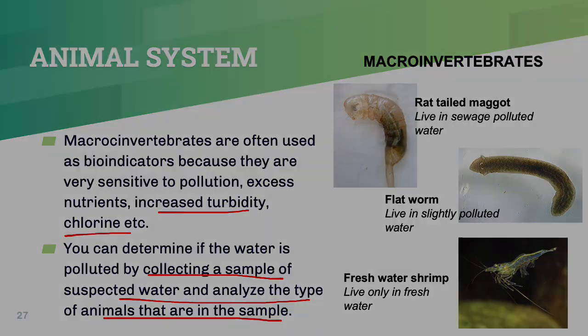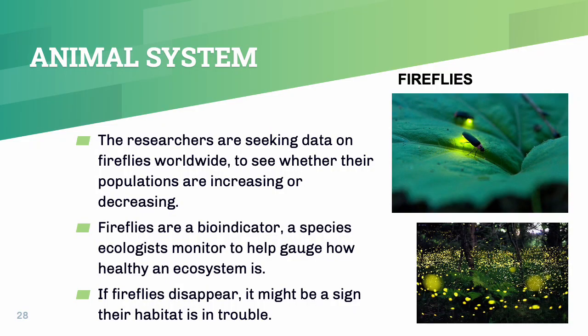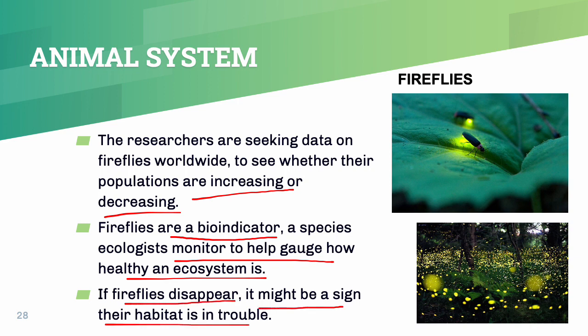Okay? So now, we also hear about the fireflies. Researchers are seeking data on fireflies worldwide to see whether their populations are increasing or decreasing. Fireflies are bioindicators of a species, wherein a species' ecology is monitored to help gauge how healthy an ecosystem is. So if fireflies disappear, it might be a sign that their habitat is in trouble. That is true. Of course, if the fireflies are gone, where do fireflies mostly stay? In the trees. Okay?